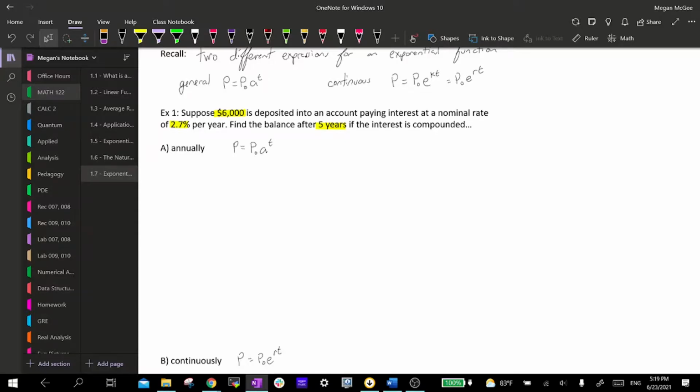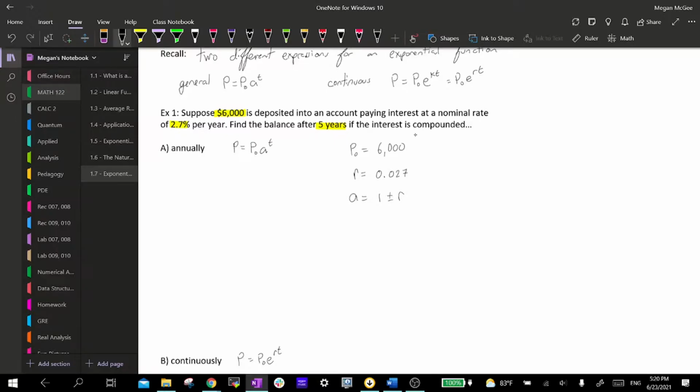What is our P naught? Well, P naught is the amount of money that we are starting with, which we were given as $6,000. Our rate is 2.7% per year, but remember, we always express our rate as a decimal. So the rate is 0.027. Percent just means per 100, so we divide our 2.7 by 100 to get this. And a is always 1 plus or minus r, depending on if we are increasing or decreasing.